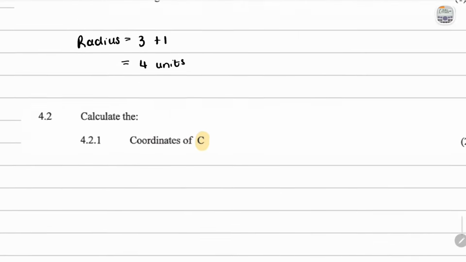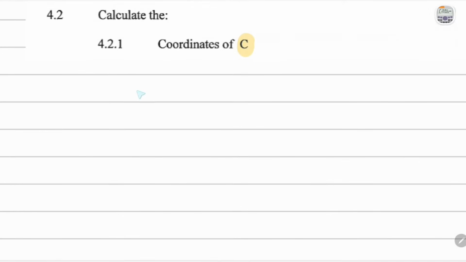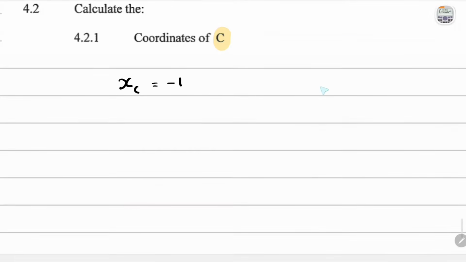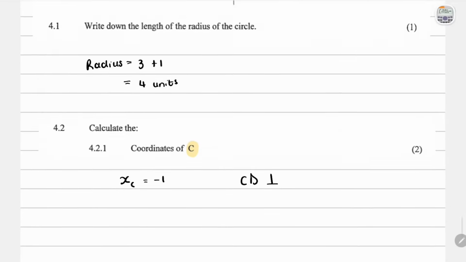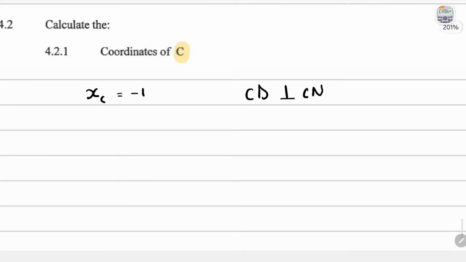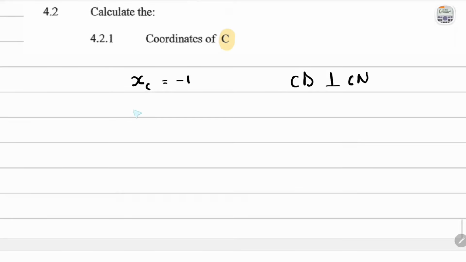You can show them how you found the y value. So we knew that the x value of C was negative 1, because CD is perpendicular to NC. We can call it NC, that's fine, or CN. And so therefore, because it's a vertical line, to find the y value of C, we simply said 3 plus the 4 units. Just shift 4 units up, and that's 7. So therefore, C is simply negative 1 and 7. And that is our answer.